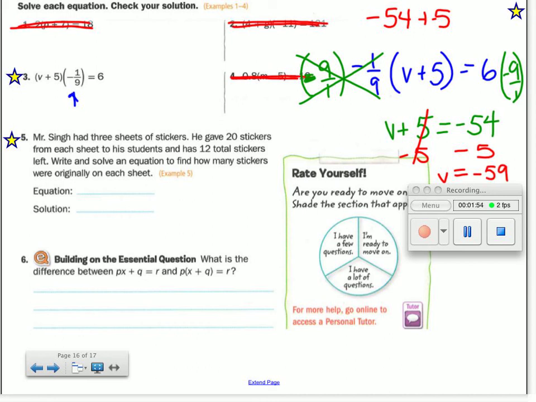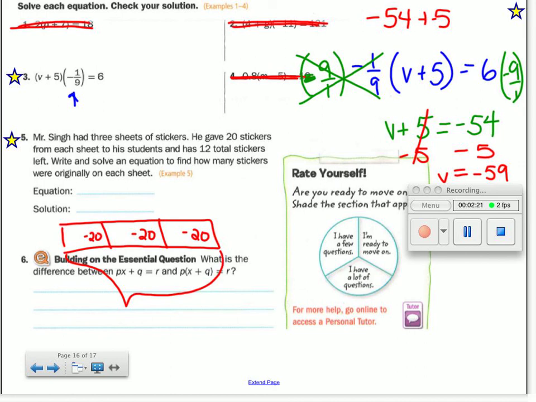So that's probably one of the more difficult types of problems that you'll deal with today. Going on to the next one. This teacher has 3 sheets of stickers. If you were thinking about a bar diagram, it's basically splitting into 3 groups. He gave 20 stickers from each sheet. So you're going to take away 20 stickers, take away 20 stickers, and take away 20 stickers. At the end, he only has, and I'm just going to put it down here, 12 stickers left.